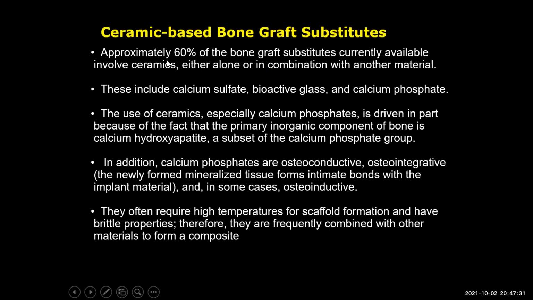And ceramic based bone graft substitutes, approximately 60% of bone graft substitutes currently available involve ceramics. These include calcium sulfate, bioactive glass and phosphate. The use of ceramics, especially phosphate, is driven in part because the primary inorganic component of bone is hydroxyapatite, a subset of calcium phosphate. In addition, calcium phosphates are osteoconductive, integrative, and in some cases inductive also.